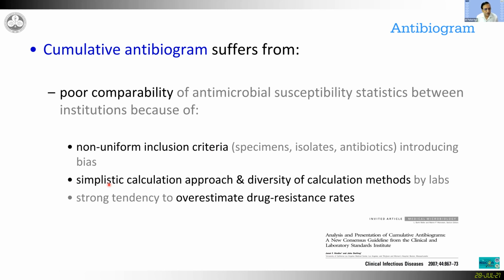The second point is that many people use a very simplistic calculation approach, and there is a lot of diversity in calculation methods across labs, which makes them non-comparable. There is a strong tendency to overestimate drug resistance rates. Most of the papers that come to many of us for reviewing always talk about resistance. They do not talk about susceptibility, whereas the dictum from most agencies and international recommendations is to talk about susceptibility, not resistance. Do not glamorize resistance, rather glamorize susceptibility.